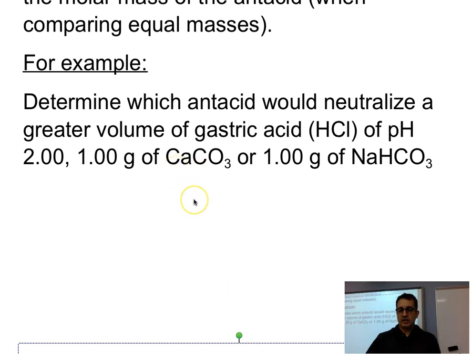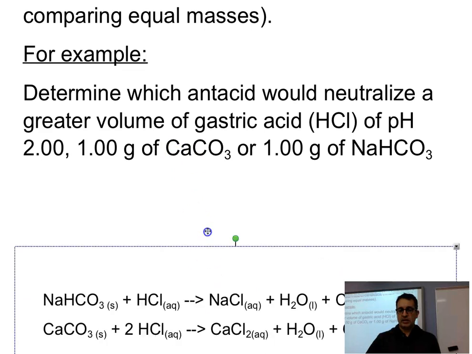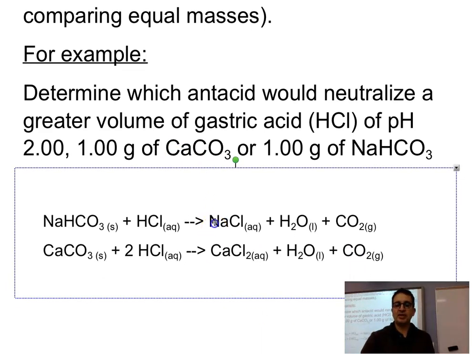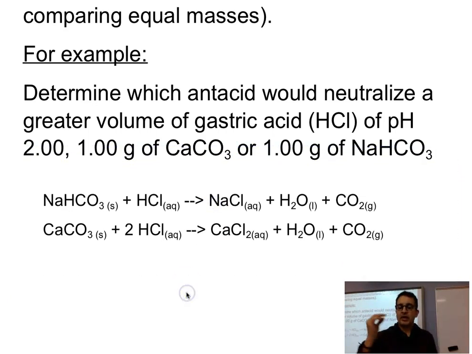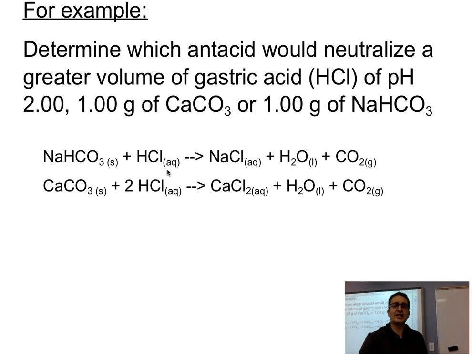Now, for this, as I told you, we really want to have our balanced equations. It's important that we see that sodium hydrogen carbonate can neutralize 1 mole of hydrogen chloride per mole of sodium hydrogen carbonate, while calcium carbonate can neutralize 2 moles of hydrogen chloride. So we need to know the number of moles. The good thing is that this particular example gives us some relatively easy numbers to work with.